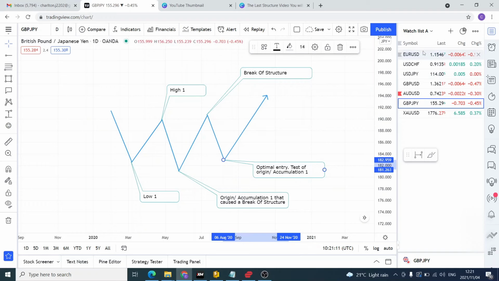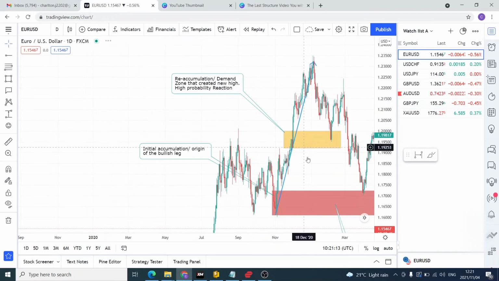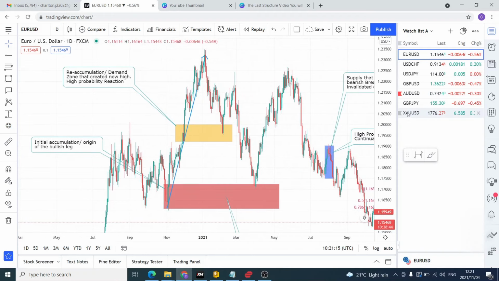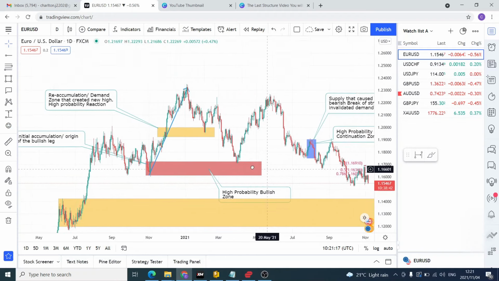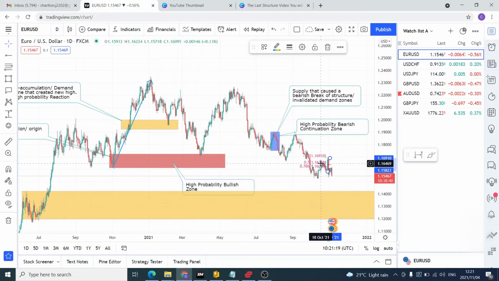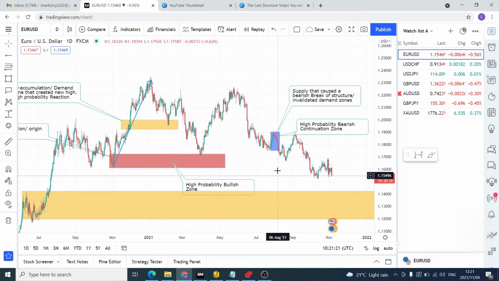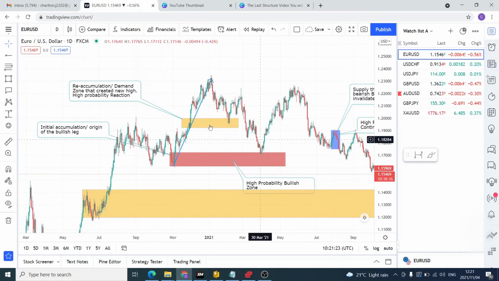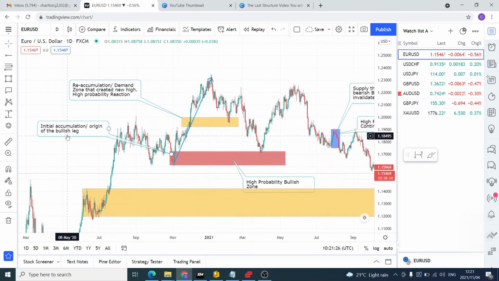Now, let's go over to EUR/USD. We're going to stay on the daily time frame, and we are going to look at price, and I'm going to explain to you how we view structure and how you should view structure. Now, over here we can see that we have our initial accumulation, the origin of this whole bullish leg that I highlighted with this blue arrow here.